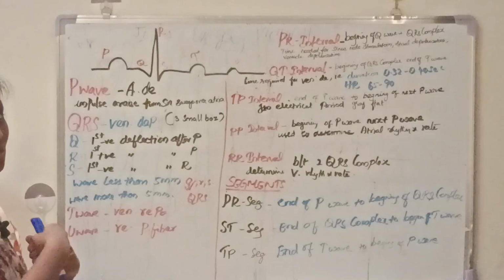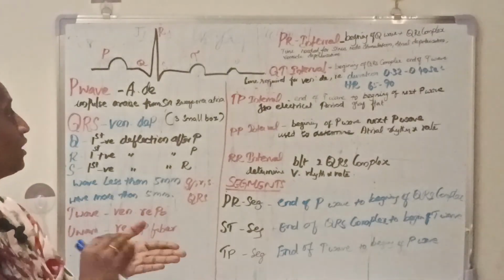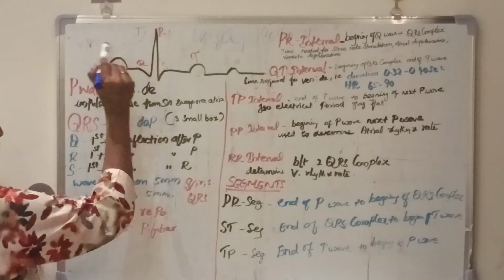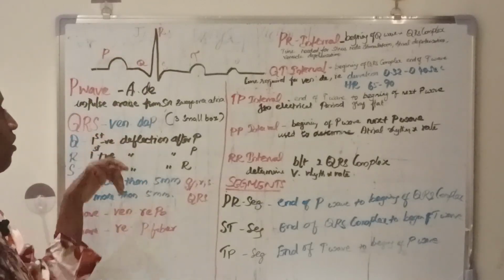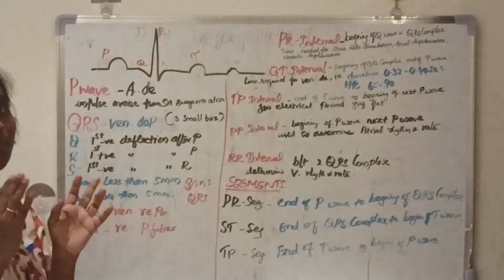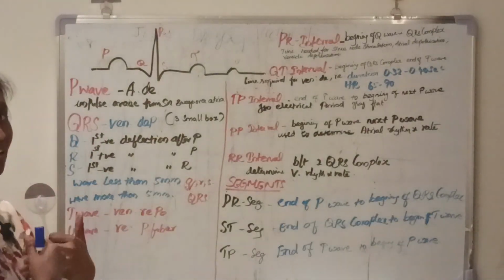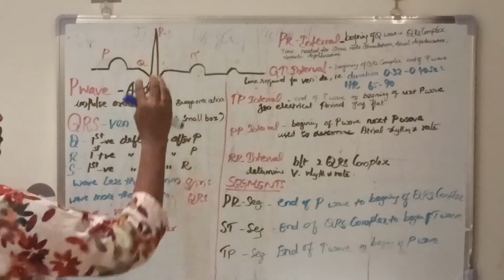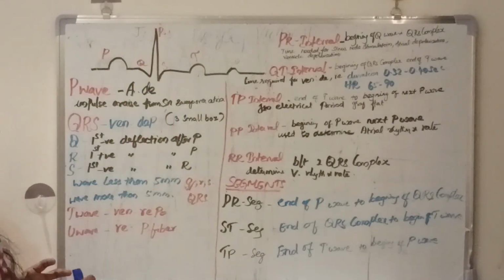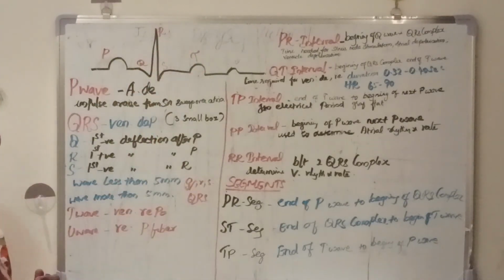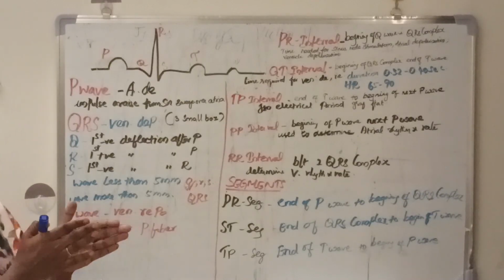The impulse which arises from the sinus node and sweeps over the atria is represented by the P wave. And then the QRS complex, this is the QRS complex. It represents the ventricular depolarization. When the ventricles receive the electrical impulses, this QRS complex appears. So in the QRS complex, we have a Q wave, R wave and S wave. Understand?